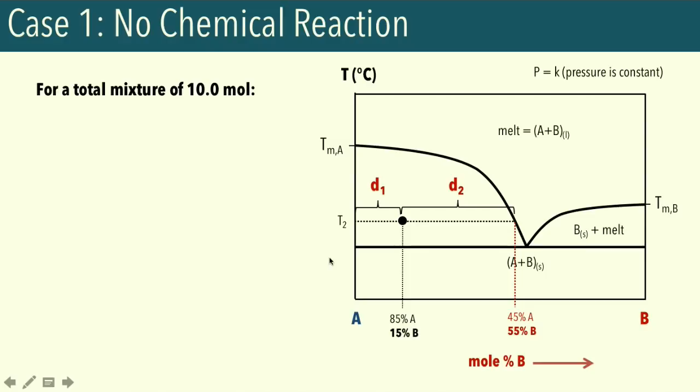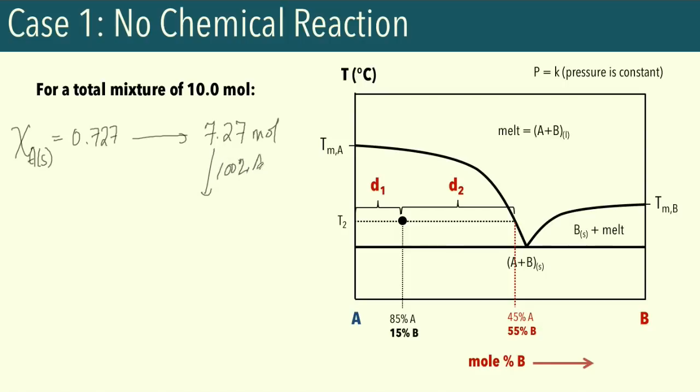If we apply this to our 10 mole solution, we can calculate the number of moles in the A phase and the number of moles in the melt. Again, recalling the value of the mole fraction of our solution that's in the A phase, this is equal to 0.727. Considering 10 moles of solution, this gives us 7.27 moles that went into the A solid phase. Since the A solid is just 100% A, that means we have 7.27 moles of A that crystallized out of the solution.